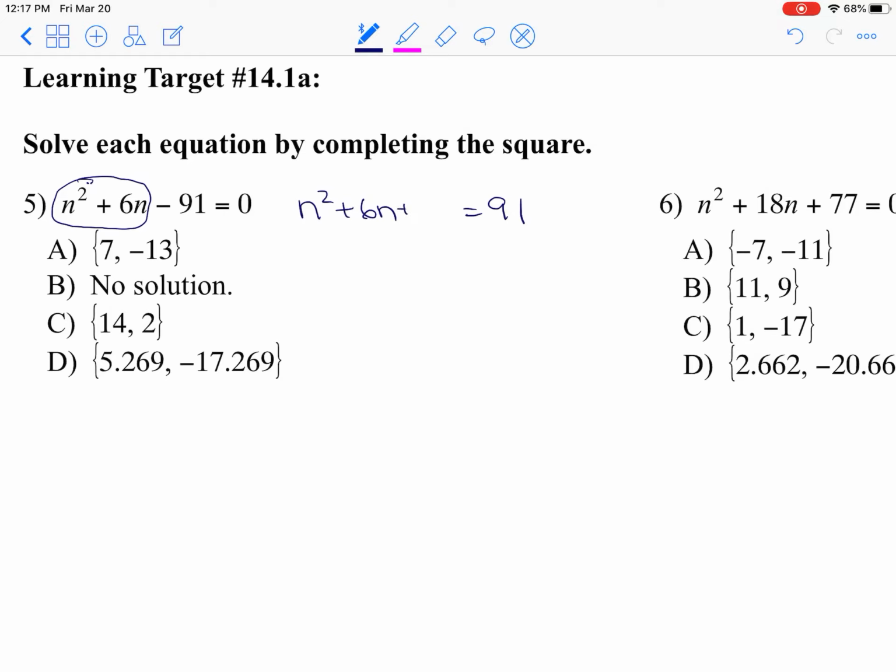And now I'm trying to find what number goes here that I can complete the square, like we did up above. Remember where we took half of that middle term and squared it? So if we do that, half of 6n is 3, and 3 squared is 9. And because I added 9 to the left-hand side of the equation, I also have to add 9 to the right-hand side of the equation. And so that gives me this new equation, like that.